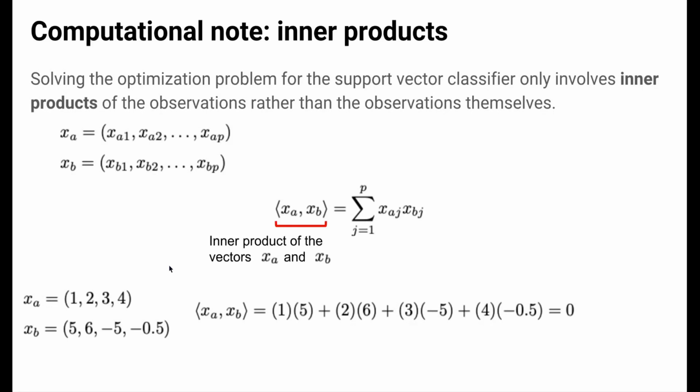Just as one more example, we have the two vectors 1, 2, 3, 4, and 5, 6, negative 5, negative 0.5. We again multiply the corresponding entries and we add these products together. And here we get an inner product. Dot product is another name for inner product. We get an inner product of 0.